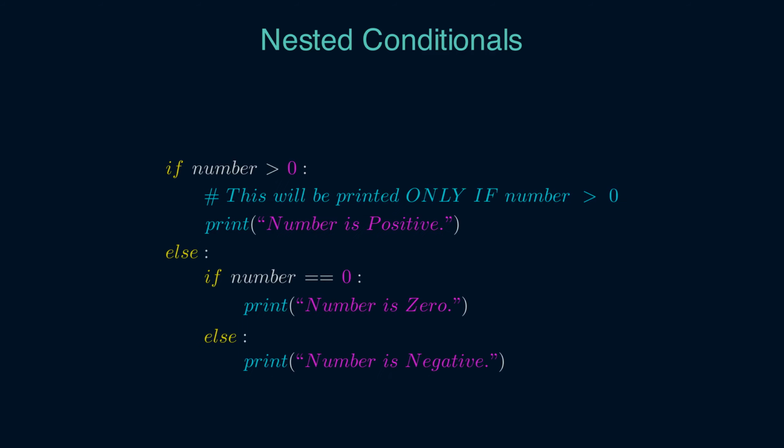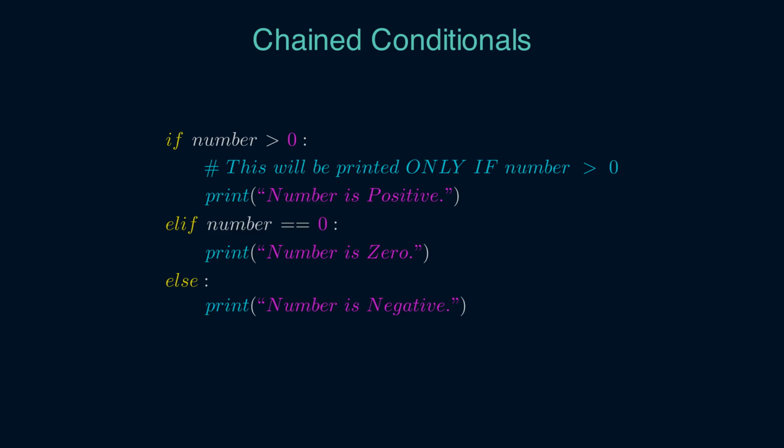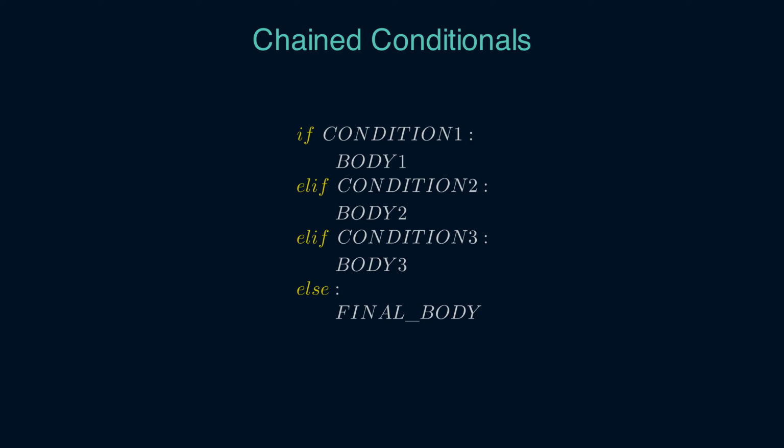Many of such nested conditionals can be simplified by rewriting them into a chain of branches like this. Elif is an abbreviation of else if. Each condition is evaluated in order. When one of them is found true, corresponding branch is executed.